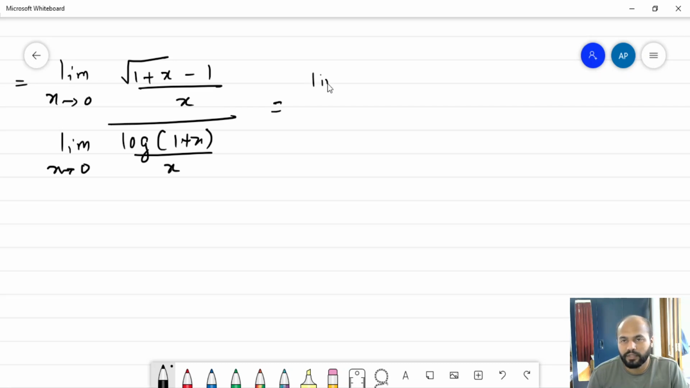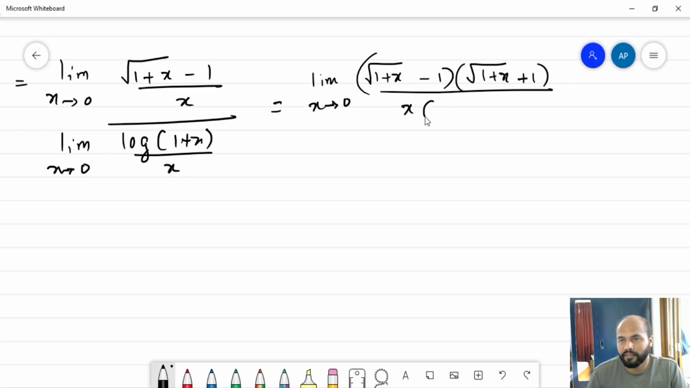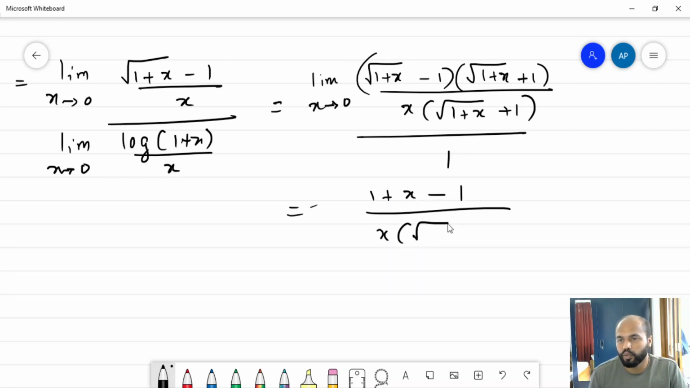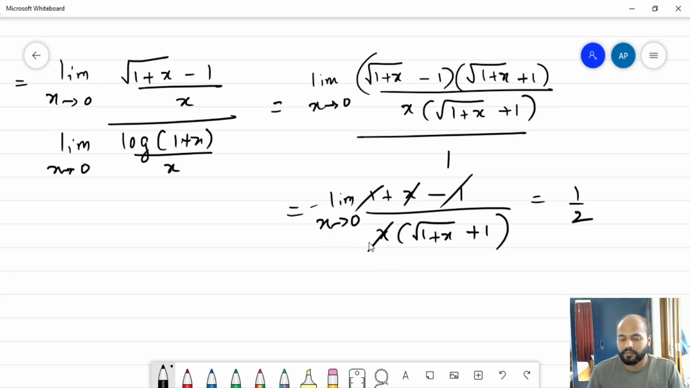In the first case, as you can clearly see, we can rationalize this comfortably. So if we rationalize, then what do we get? We'll get something like this. And of course, the bottom part is quite standard, which is going to be 1. So in the numerator, we are going to have 1 plus x minus 1 by x into root over of 1 plus x plus 1. So this 1 and 1 would go, x and x will cancel out, and thus if you put 0, we're going to get the value as half. So the answer to this question is half.